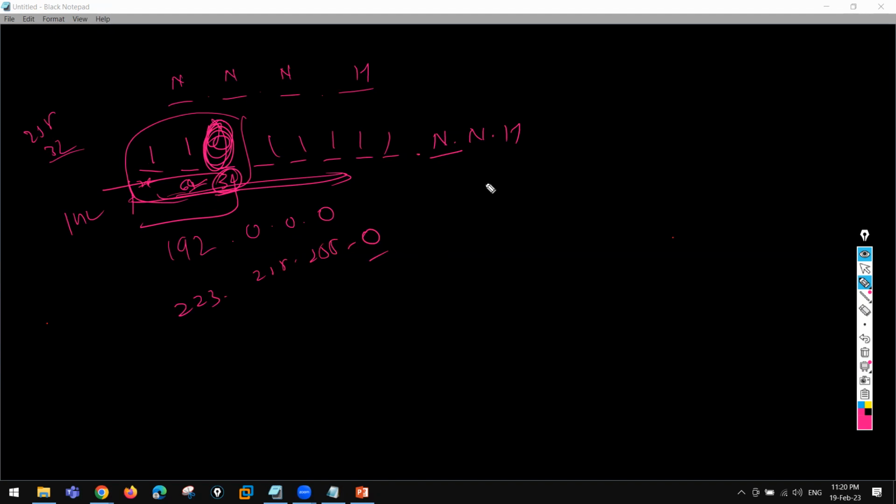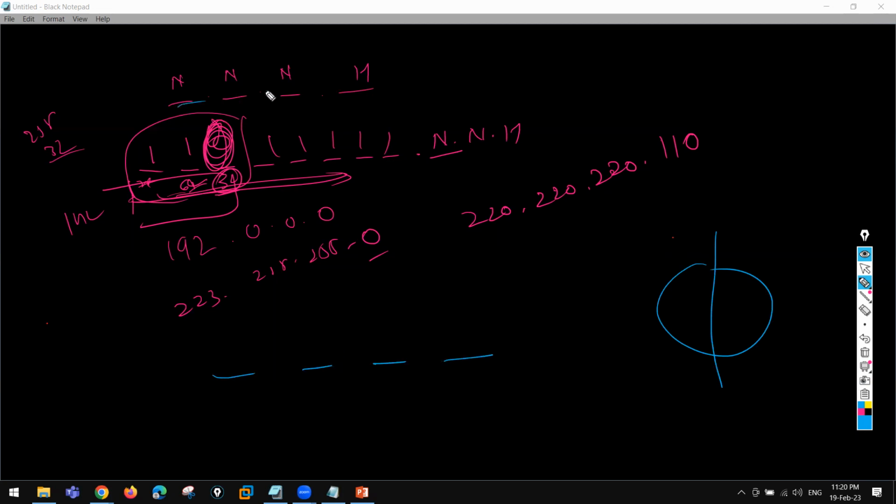Let's take an address of class C, 220.220.220.110. Now we need to break it into 2. We are not going to change anything on the network side. We can only make a change on the host side, so let's borrow a bit. The possibility is 0 and 1. So this is my first block. What is going to be the address?